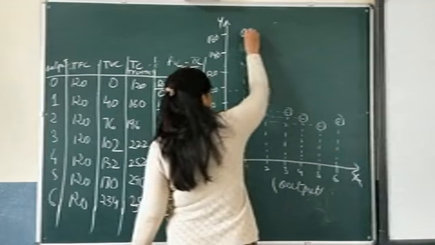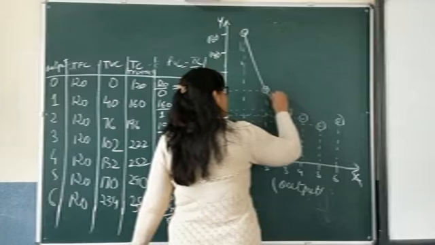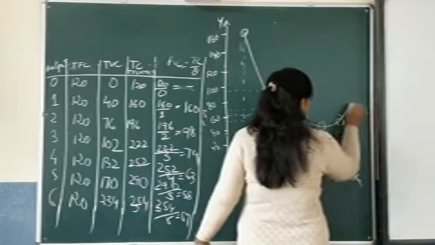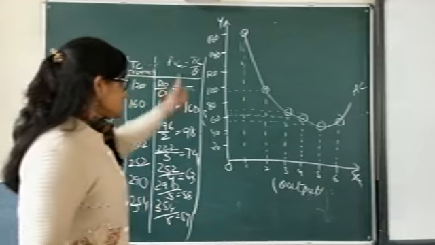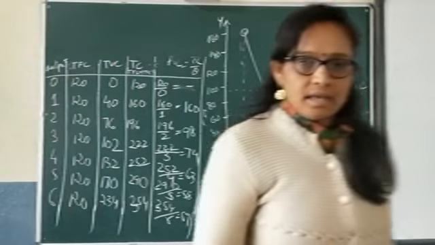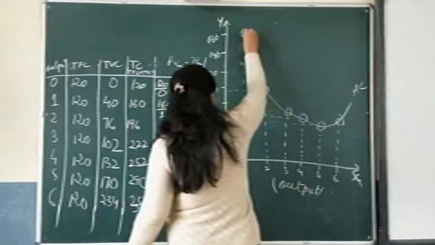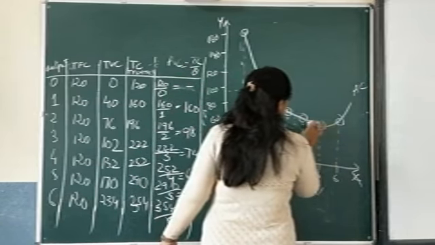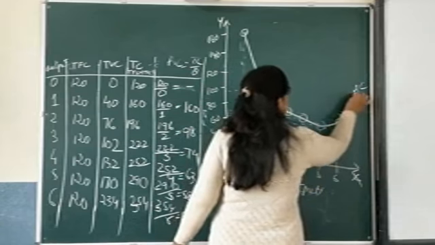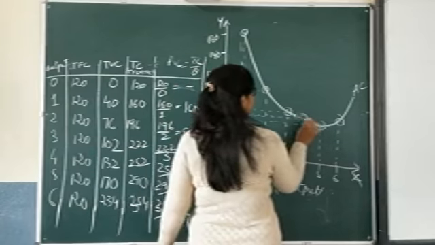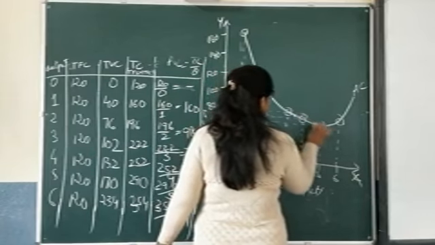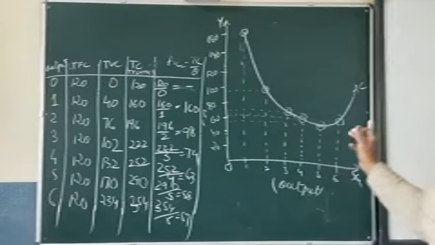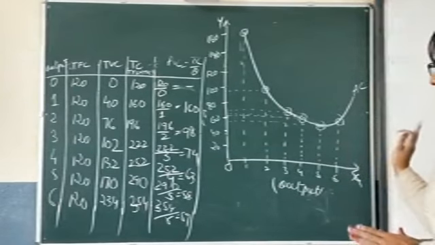This. Now you see the shape of this. This is your AC. This is the shape of your AC. So AC goes like this. U-shaped. So AC is also U-shaped. Is it clear to all of you? This is the shape of your AC. So all of you have to draw the schedule and diagram.